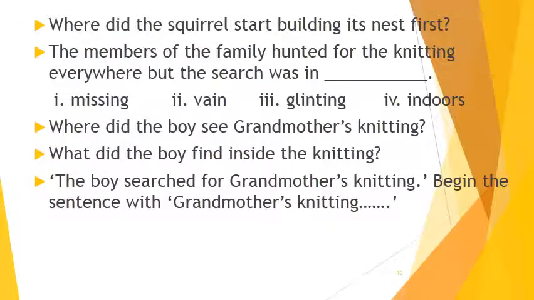Questions are: where did the squirrel start building its first nest? The members of the family hunted for the knitting everywhere, but the search was in vain. You can use any one of the words given below: missing, vein, glinting, indoors.